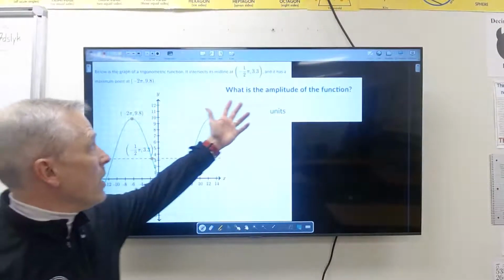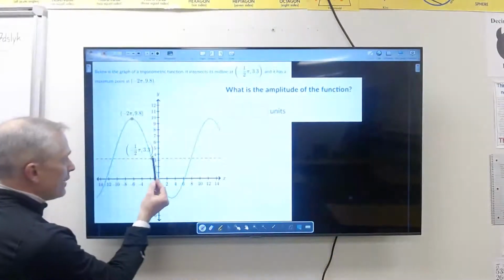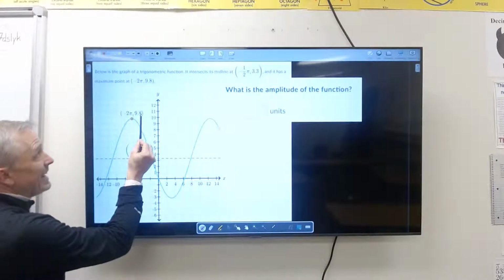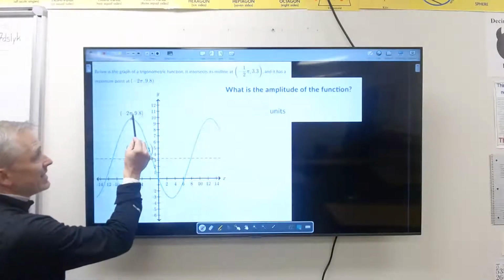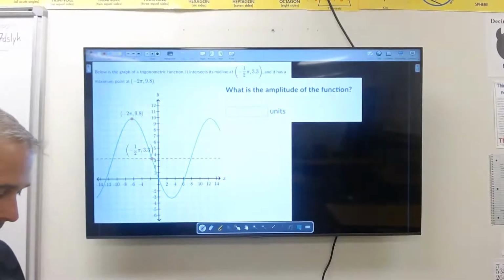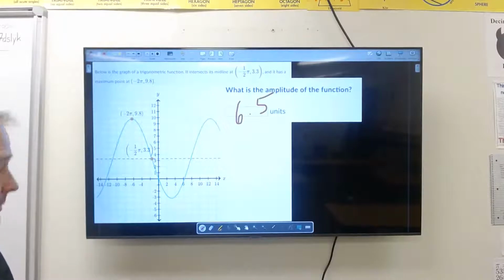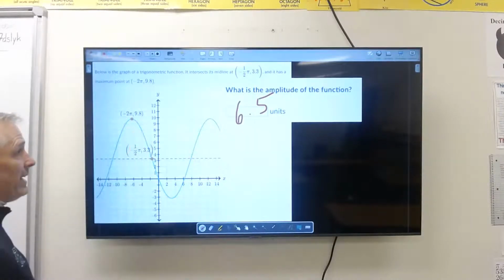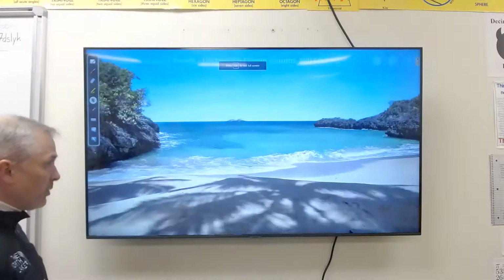And they're asking, what is the amplitude of the function? From this halfway point at 3.3 up to this one, 9.8, that's 6.5. So our answer is literally 6.5, because 6.5 plus 3.3 gives me 9.8. And that's it. It's that easy.